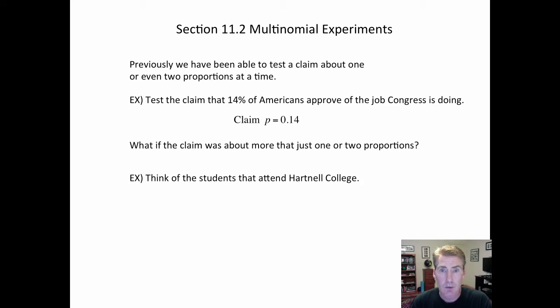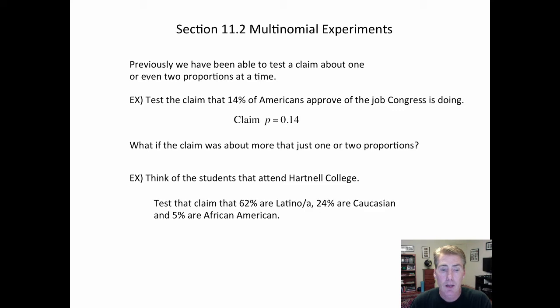So here's an example. If you think about the students that attend Hartnell College, test the claim 62% are Latino, 24% are Caucasian, and 5% are African American. One quick note, notice that doesn't add up to 100%. It doesn't have to, because we're just saying for those three groups, this is what we think the percentages are. Obviously, there are a lot of other groups that aren't included, so this doesn't add up to 100%. That's okay. We're just testing the 62%, the 24%, and the 5%.